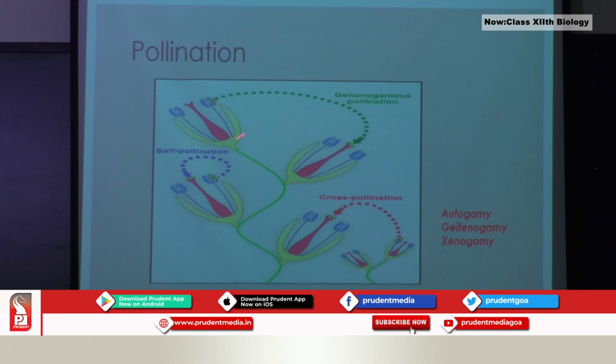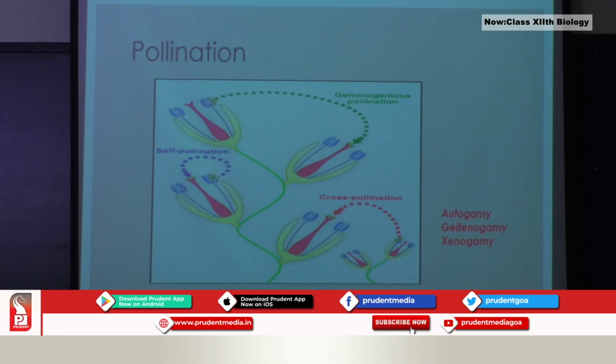Look here. If you notice, this is one plant. It has 4 flowers on it, right? Okay. Now what will be geitonogamy? It will be the transfer of pollen from the anthers of one flower to the stigma of another flower of the same plant. So it becomes what marriage? Neighbor marriage.